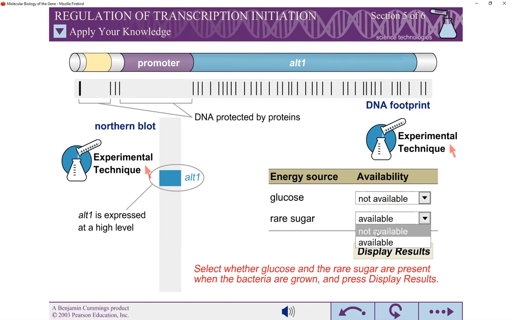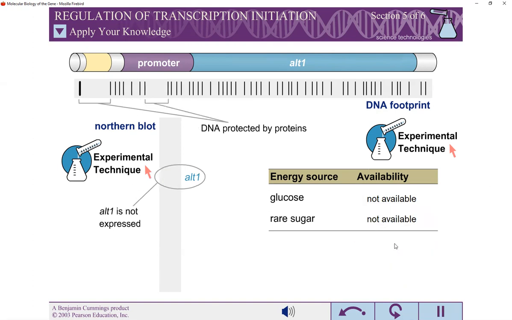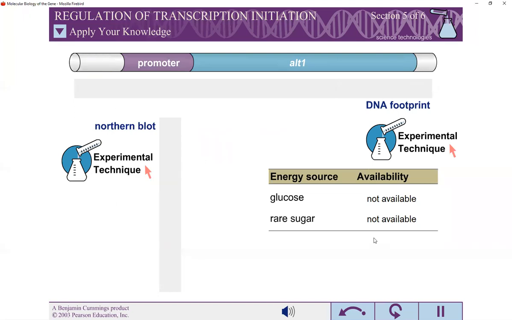Now, the last one: when both are not available, nothing is going to happen. When the bacteria are grown with neither glucose nor the rare sugar, ALT1 RNA is not expressed. It will never be expressed. DNA footprinting indicates that a protein binds upstream of the promoter, and another protein binds within the promoter DNA.